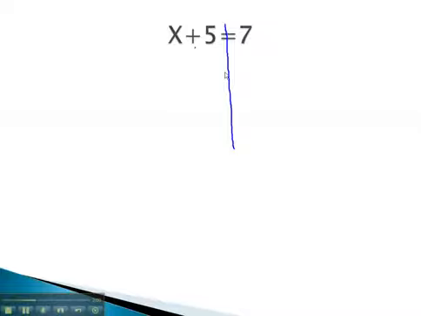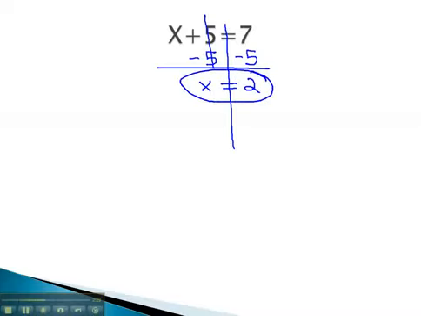Here, we are adding 5 to the x. The opposite of adding 5 to the x is subtracting 5. That's exactly what we will do. We will subtract 5 from one side and do the exact same thing to the other side. Notice when we do that, 5 minus 5 subtracts out to 0. We remain with x on the left, and 7 minus 5 is 2 on the right. In this problem, x represents the number 2. Let's try another example.